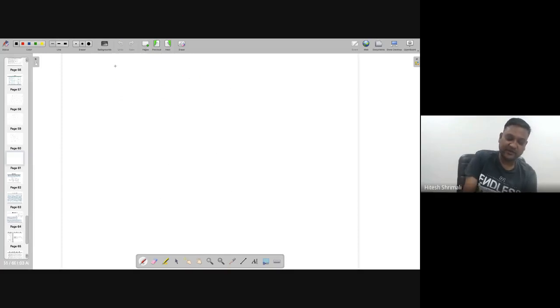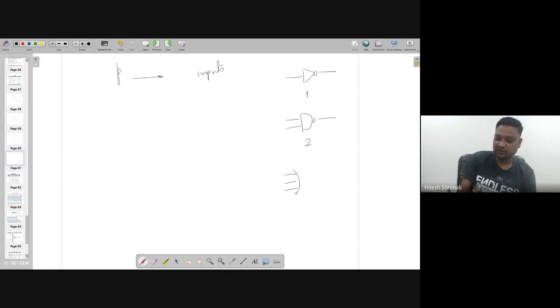Parasitic delay depends on how many inputs there are. If it is a one-input NOT gate, the parasitic delay is 1. If it is a 2-input NAND gate, the parasitic delay is 2. If it is a 3-input NOR gate, the parasitic delay is 3.